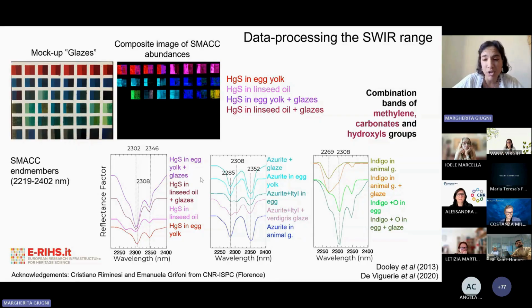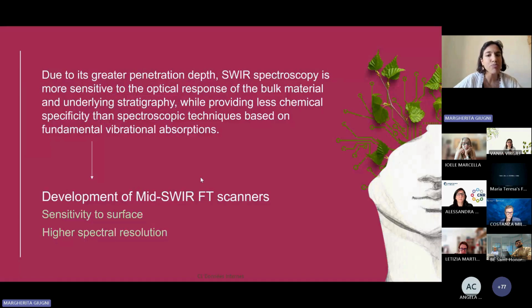What becomes difficult is characterizing the glazes on top that are thin layers. So while SWIR spectroscopy was quite effective to probe the subsurface features through the glazing layers, it is more sensitive to the optical response of the bulk material. So we are relying on overtone and combination bands. We are not that specific in terms of chemical features.